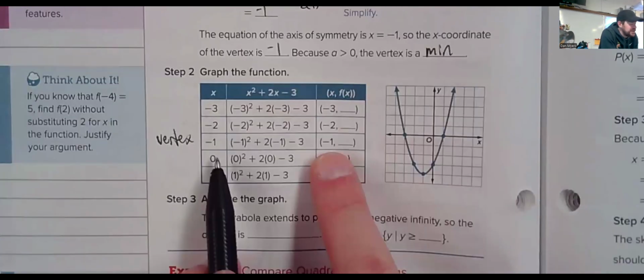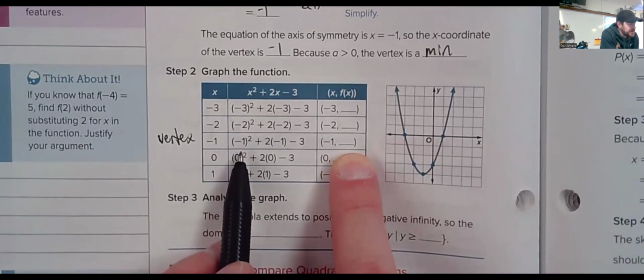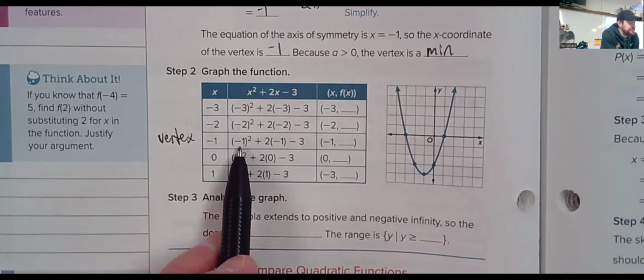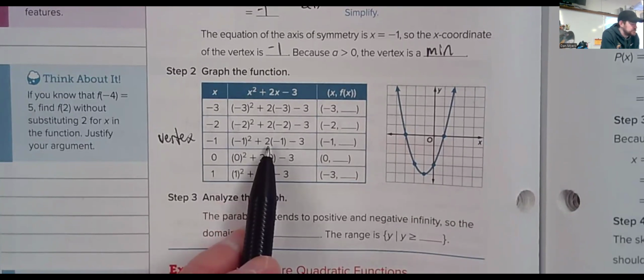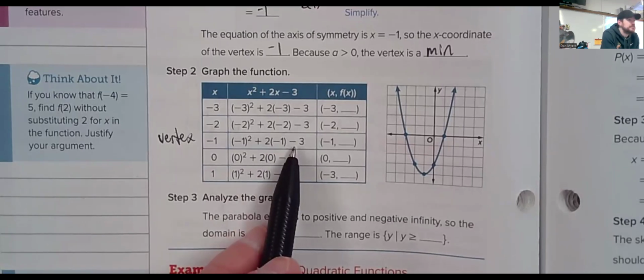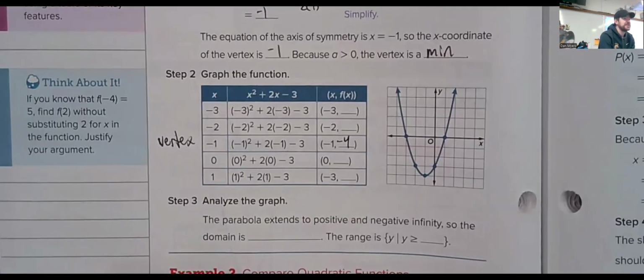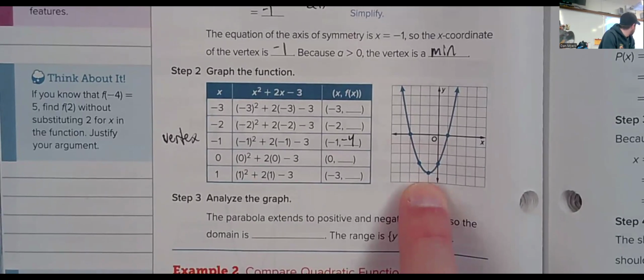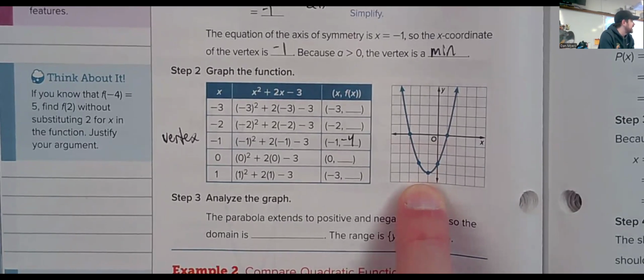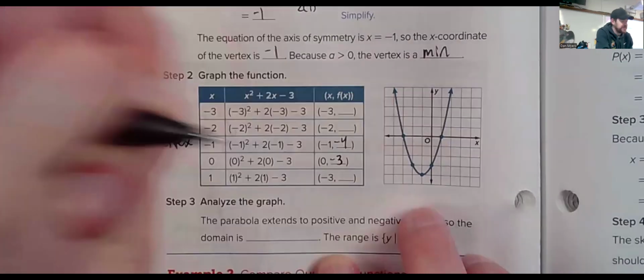So let's start here with the vertex. If we plug in -1 for x, what is -1 squared? 1. What's 2 times -1? -2. What's 1 minus 2? -1. What's -1 minus 3? -4. So the vertex is at -1, -4. Hey, look at that. It's right down there. It's already there. We also know that the y-intercept is at -3, and a y-intercept always has an x value of 0. So 0, -3. That's right there.